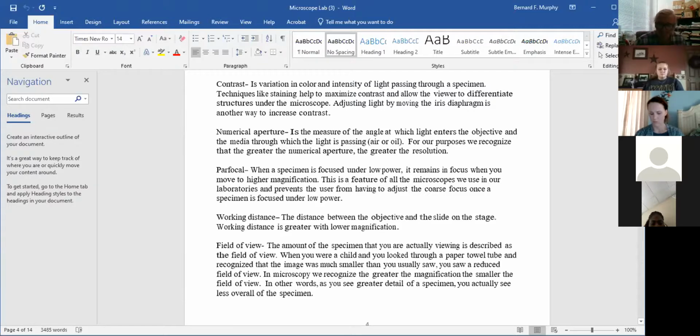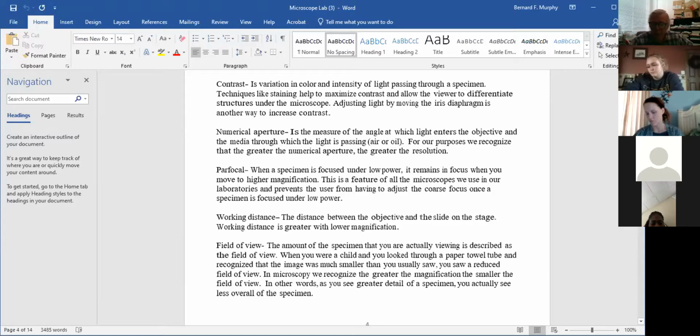Okay. Working distance, I defined it slightly differently than it's defined here. This is between the objective and the slide. I said this is between the objective and the stage. Doesn't matter either way you want to define it. And remember, working distance is greater with lower magnification. Here's the relationship.